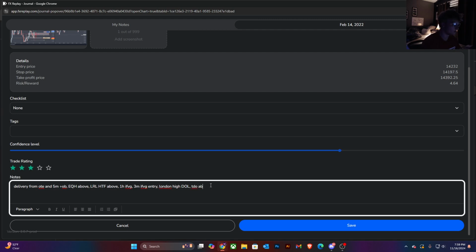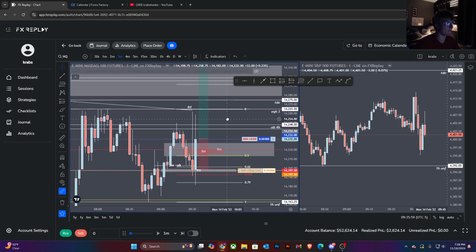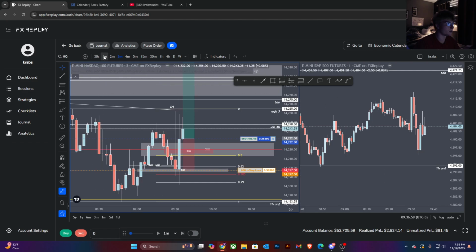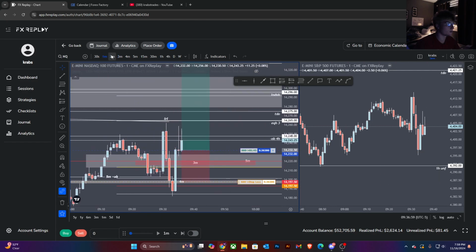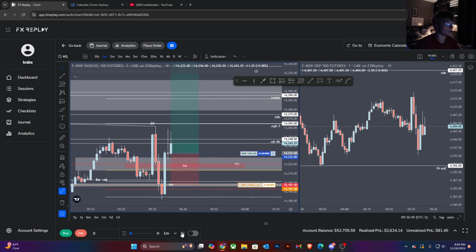Also, true day open above. Delivery from 4 minute fair value gap too. So yeah, we'll try it. Monday trade. Alright, 3 minute inverse, we're in there. We're just gonna break even at this internal and TP1 at equal highs.